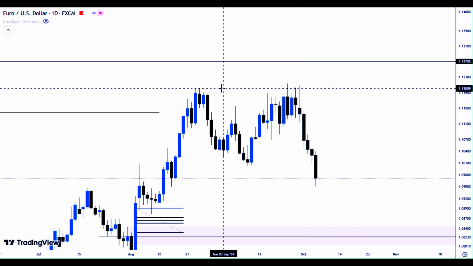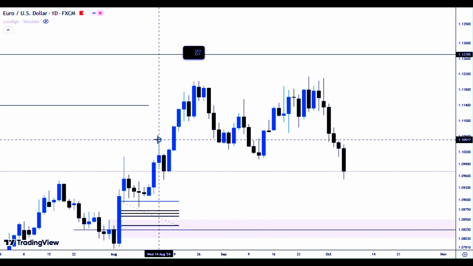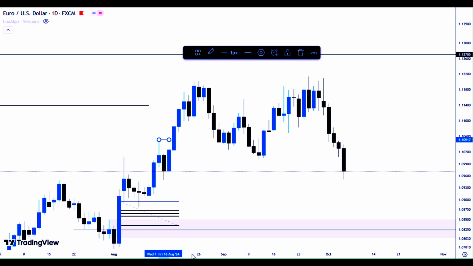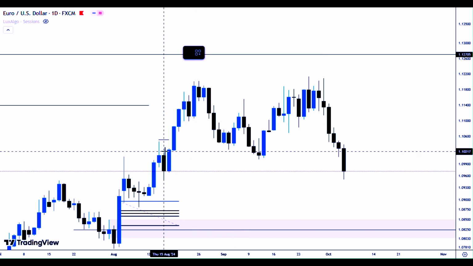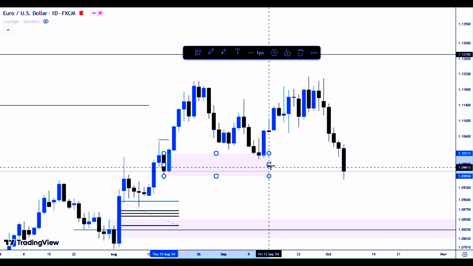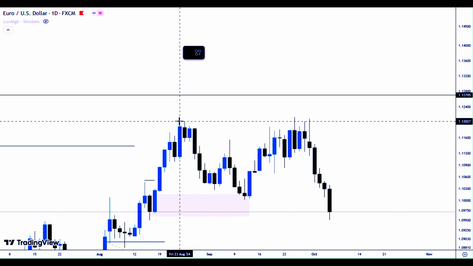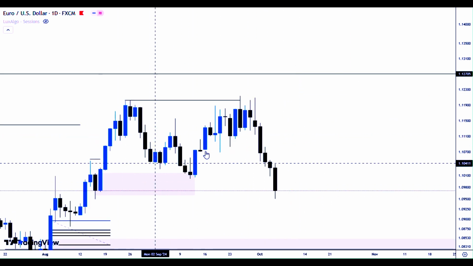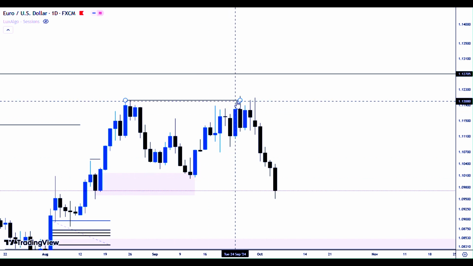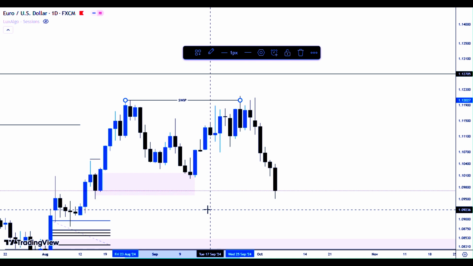Okay, so look here again. I'm gonna start right over here. You can see that there was a break of structure right over here, and the price was able to come to the demand zone. The price was supposed to make a new high, but instead the price swept the liquidity of this high.